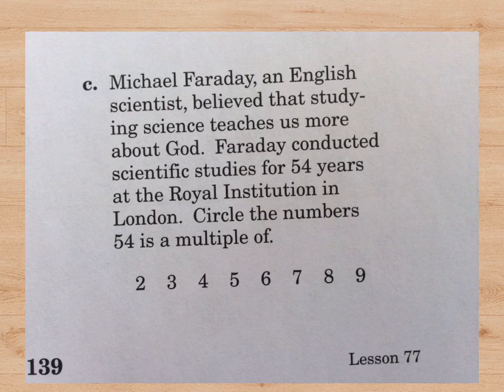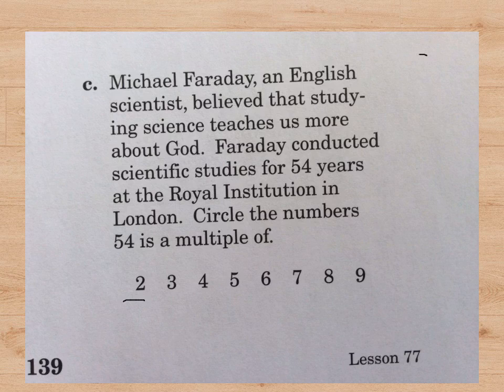C. It says Michael Faraday, an English scientist, believed that studying science teaches us more about God. Faraday conducted scientific studies for 54 years at the Royal Institution in London. Then it says to circle the numbers 54 is a multiple of. So let's start with looking at 2. Does 2 go into 54? I'm going to tell you a little trick with 54.